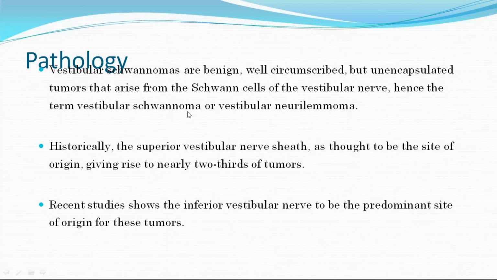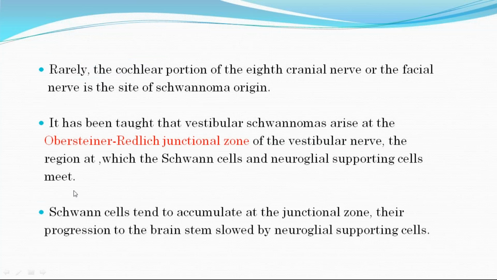Historically, the superior vestibular nerve sheath was thought to be the site of origin, giving rise to nearly two-thirds of tumors. But recent studies have shown the inferior vestibular nerve to be the predominant site of origin for these tumors. So keep it in mind: it's not only superior, it is inferior. Even the cochlea can be involved. Rarely, the cochlear portion of the eighth nerve or the facial nerve is the site of schwannoma. They are rare, but can occur.